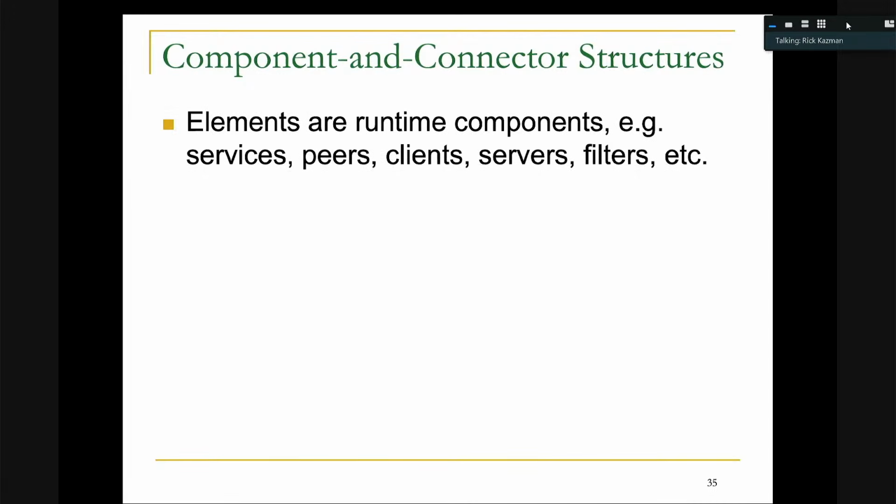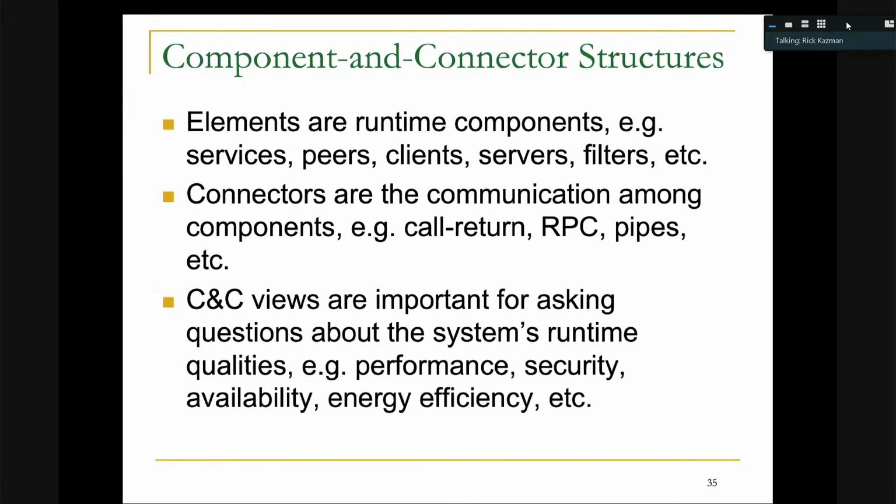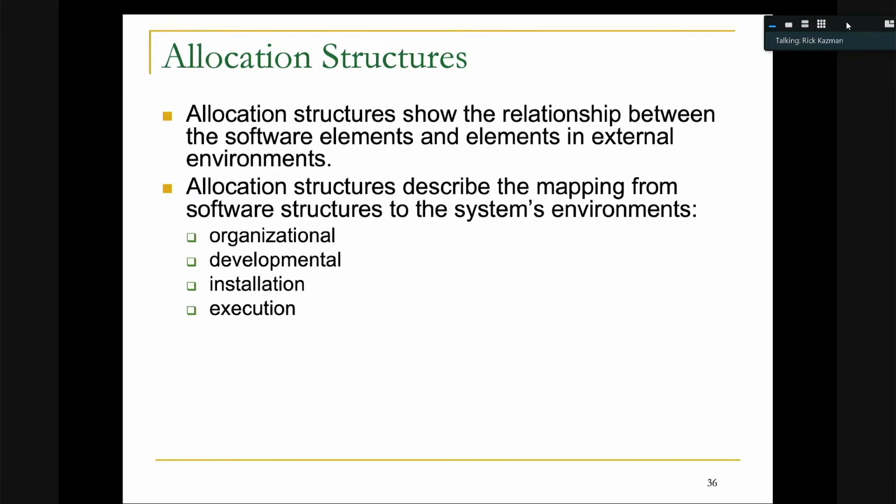So the elements are services, peers, clients, servers, filters in a pipe and filter system. And the connectors are call return, remote procedure call, pipes, event buses, and so forth. And so you reason about runtime properties with these structures: performance, security, availability, energy efficiency. Ooh, there's one we don't often think about, but it's getting to be increasingly important. And finally, there are allocation structures. And this allows you to reason about how something in a module structure or a CNC structure is allocated onto something in the real world.